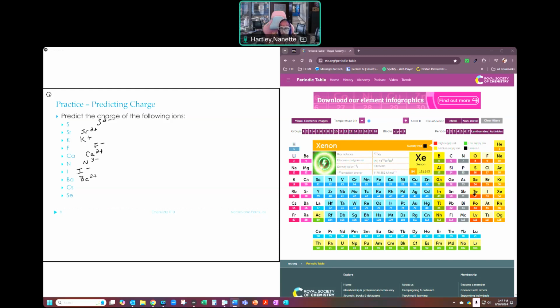Cs. Well, I know that Cs is over here. So he's a metal as well. Because he's an alkali metal, he's in this first column, he's going to lose 1 electron. So he becomes Cs plus.